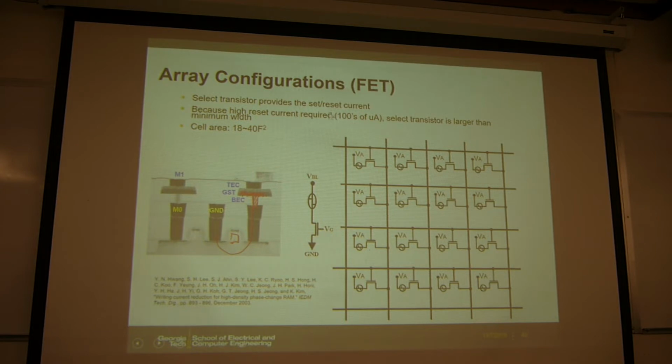And here, because of the high current we discussed, like hundreds of microamps, the transistor, this 1T, needs to have a larger W over L. And this will make the cell size larger, for example, 18 to 40 F square. I would say more close to 40 F square because of the current.